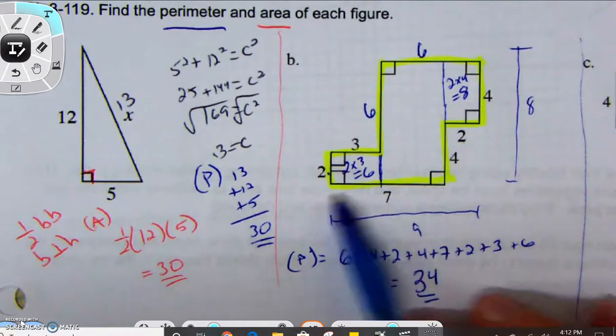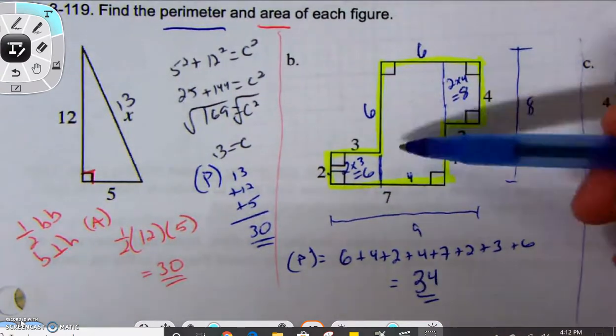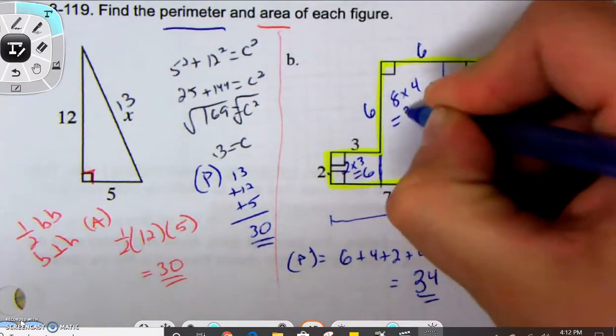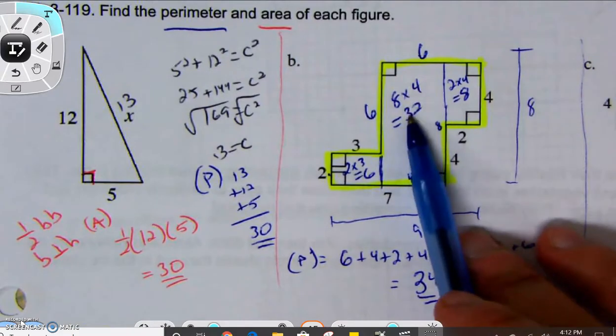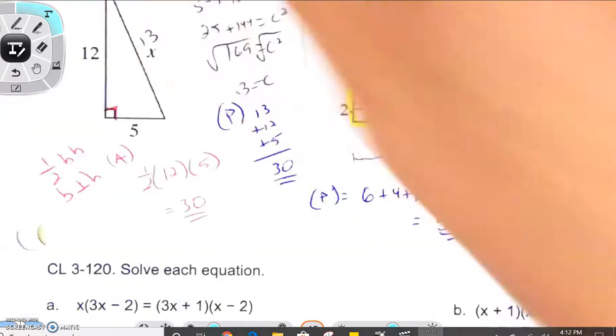So if this whole part is 7, and this part's 3, that means that this is 4. And then the whole entire length is going to be 8. So I have 8 times 4, which is 32. So this rectangle is 32, this one's 6, and that one's 8. So I can add those together for our area.